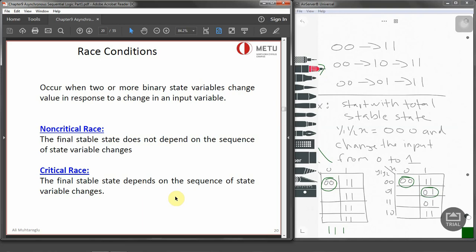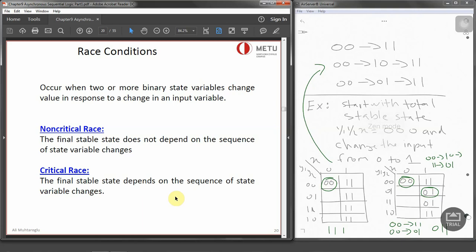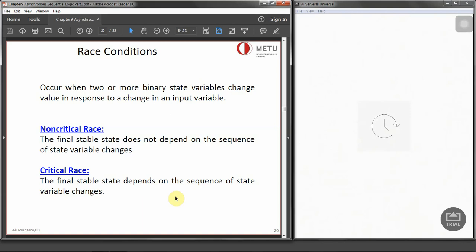What we actually have is, we can go from 0, 0 to 1, 1. We can go from 0, 0 to 0, 1. Or we can go from 0, 0 to 1, 0, and then 1, 1, and then 0, 1. So in the end, the final state is 0, 1, 1. So these are non-critical race conditions.